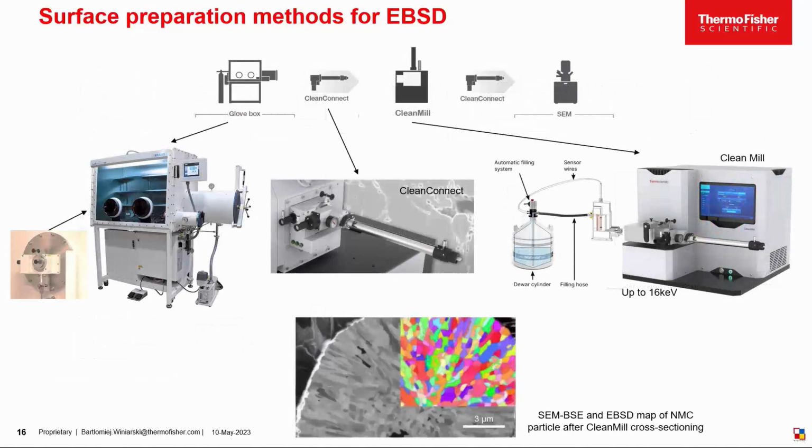Here I am showing images of elements of the Clean Connect and Clean Mill system. The glove box has a dedicated port for the Clean Connect transfer container. The transfer container is presented in the center, here attached to the SIOS dual beam. The Clean Mill is depicted on the right with the attached transfer container. It is worth noting that the Clean Mill is capable of sample milling in cryogenic conditions when the dedicated cryo system is attached.